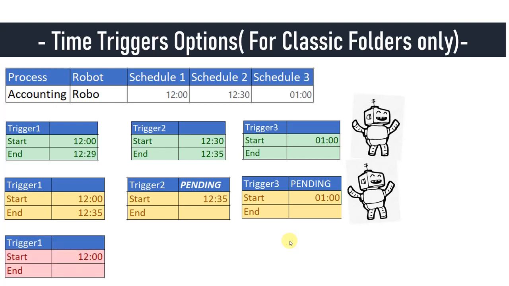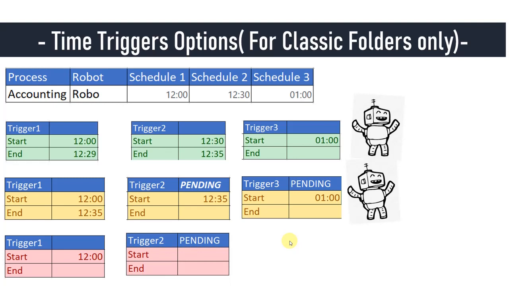Let's see a different scenario now. We start the process at exactly 12, and trigger 1 gets triggered. Because of some resource utilization, the process did not end till 12:30. So what happens at 12:30? Trigger 2 goes into a pending state, because the first trigger is still executing the job on the same robot. We have scheduled the process on a single robot only. Since the robot is already busy with the first job, it will put trigger 2 in the pending state.